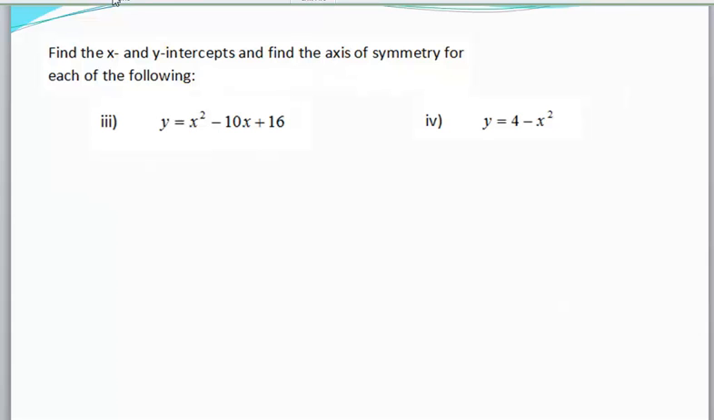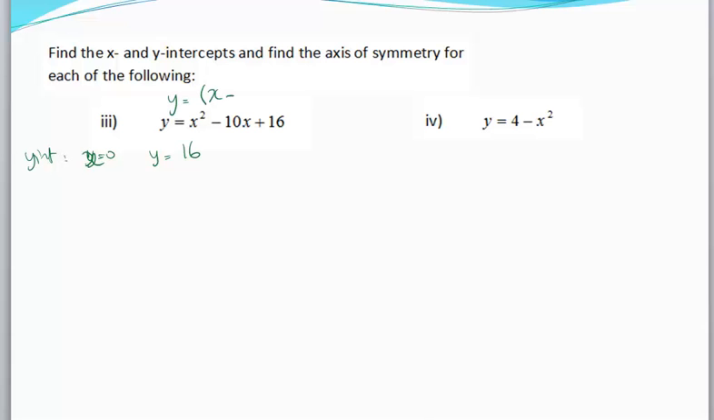So another example here, to get our y-intercept, we set x is equal to 0, and so our y is equal to 16. To get our x-intercept, we need to go through here. So we're going to say, well, here y is equal to x minus 8, x minus 2. So to get our x-intercept, we set y is equal to 0, x is equal to 2 and 8.